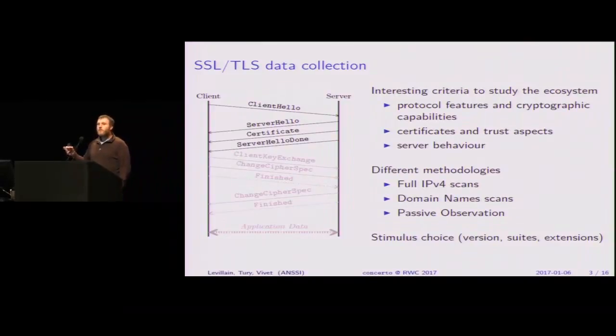So there are traditionally three types of methodologies. You either can do a full IPv4 scan, which allows you to see a lot of things. You also can do a scan based on a list of domain names, which allows you to look at the SNI extension and look at virtual hosting. And if you have access to a lot of willing users, you can do passive observation. So in our case, we launched several full IPv4 scans in 2010, 11, and 14. And what's interesting is that with the two first methods, you can choose how you want to stimulate the servers.